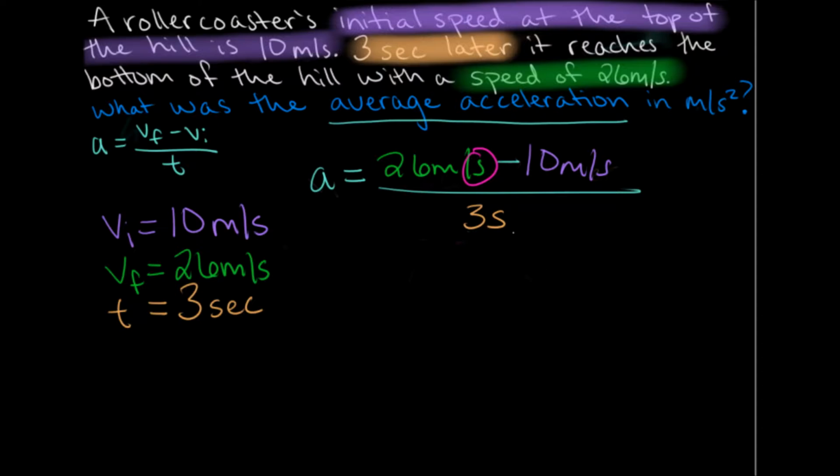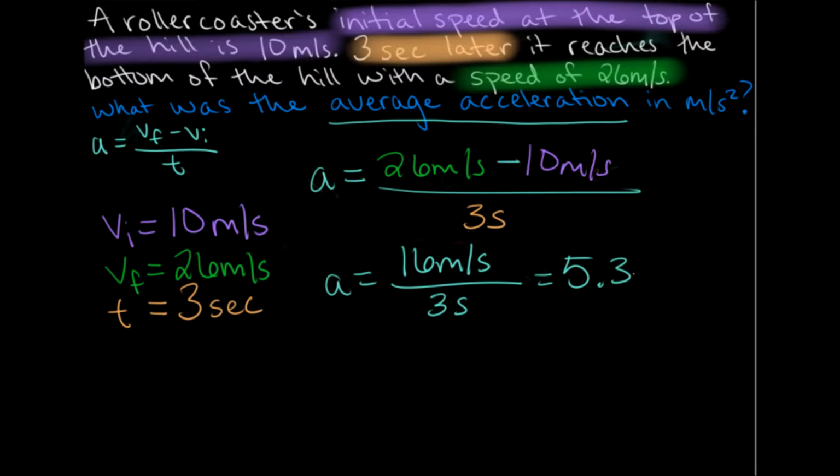And because this is in seconds, and all the others are in seconds, I can go ahead and just subtract and divide. I don't have to do anything special on this problem. So I'm going to go ahead and subtract 26 from 10, which is 16 meters per second over 3 seconds, and 16 divided by 3, which is 5.3. And now my units are going to be meters per second squared.